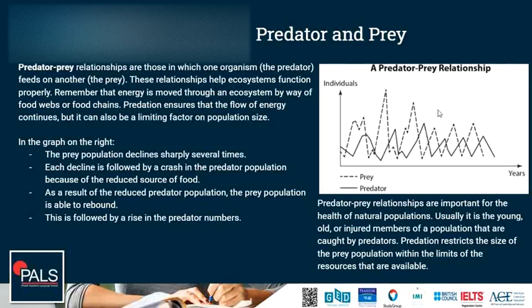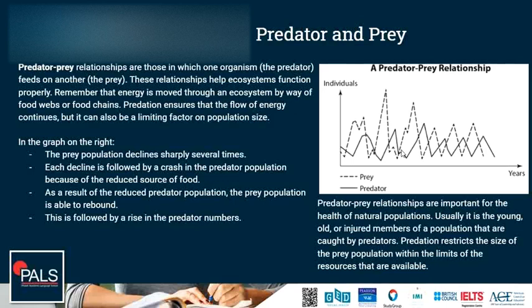In the graph on the right, you can see that the prey population declines sharply many times. Each decline is followed by a crash of the predator population as well. You can see a decline here in the prey. Shortly after that, the predators decline too. A decline of the prey population here, and shortly after, a decline of the predator population. This is because of the reduced source of food for the predator once the prey population has declined rapidly.